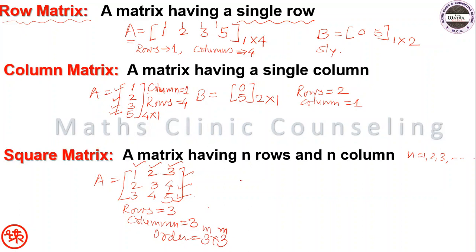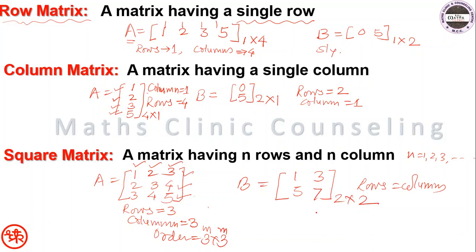Similarly, another matrix we can write, B equals to 1 3 5 7. Is it a square? Yes, because rows equal to columns. That is 2 by 2, and therefore it is a square matrix. Is that clear? So square matrix is over.